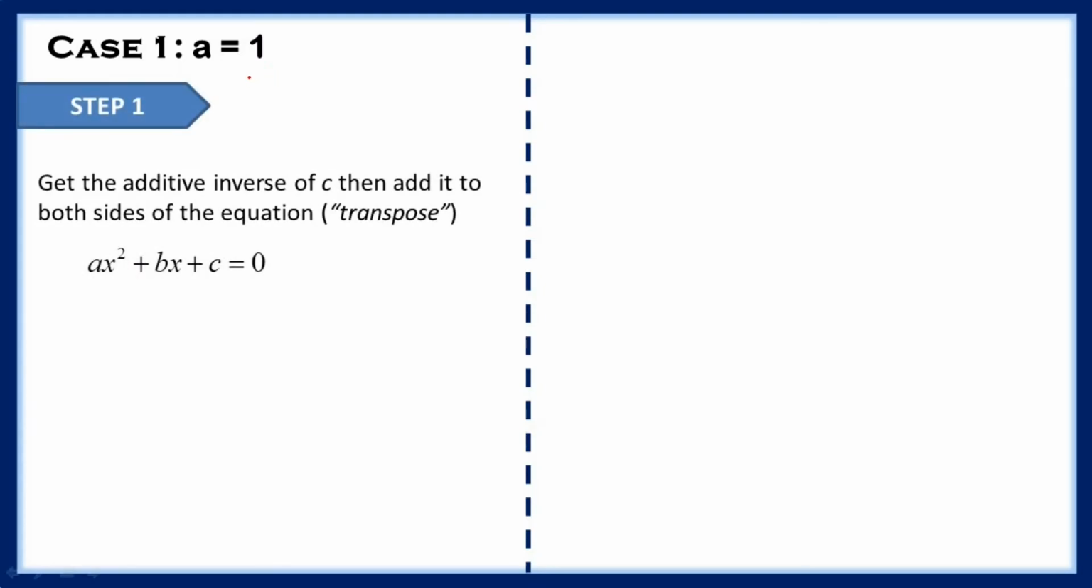For our first step, given this quadratic equation, we have to get the additive inverse of c, yung constant natin dito, then add it to both sides of the equation. Ito yung mas kilala natin sa tawag na pagtatranspose. For this tutorial, I will be discussing the concepts dito sa left side and then gagawin natin siya in this example sa right side. We will be doing it simultaneously para mas nakukuha natin yung konsepto.